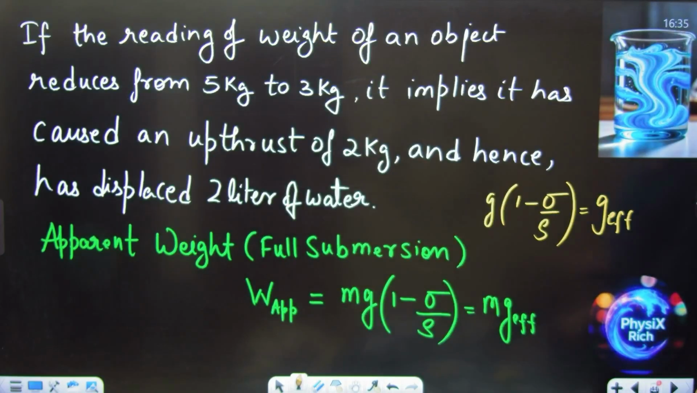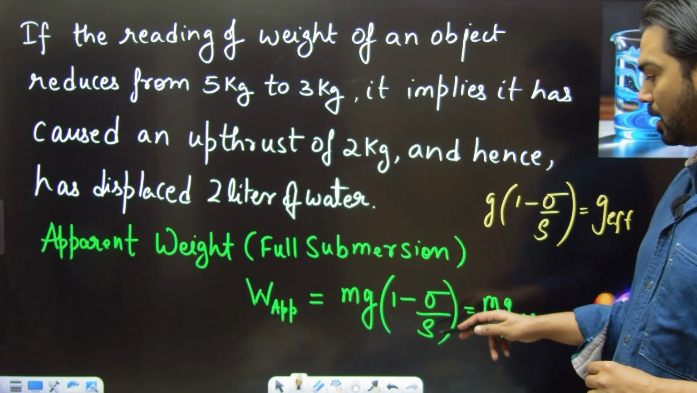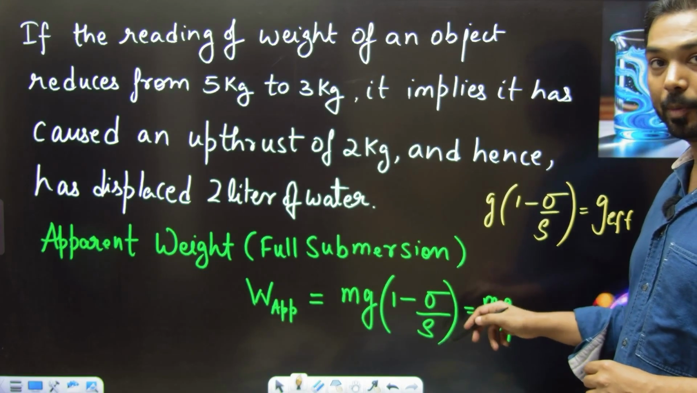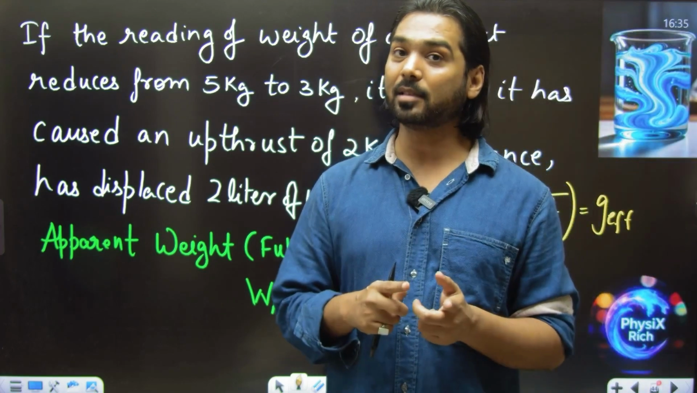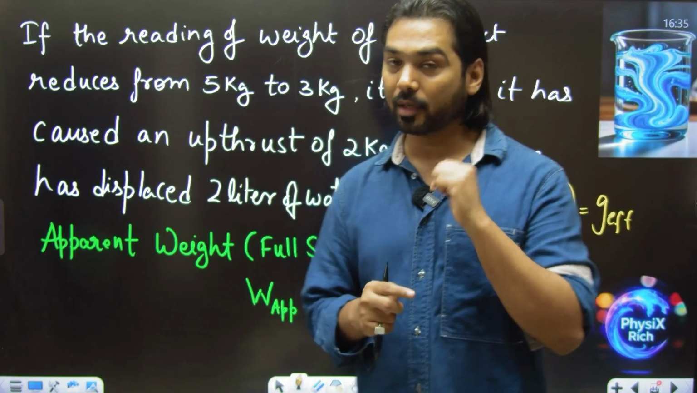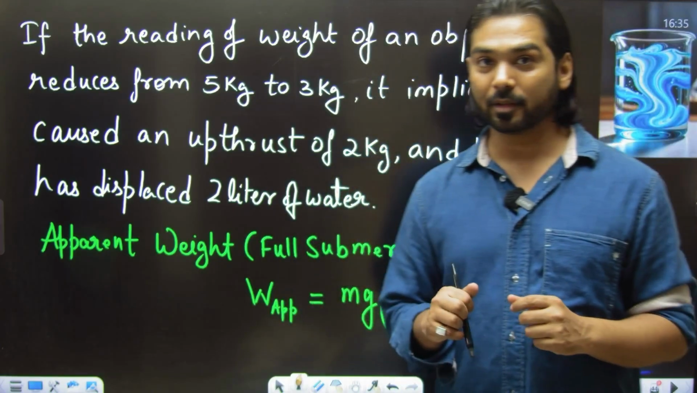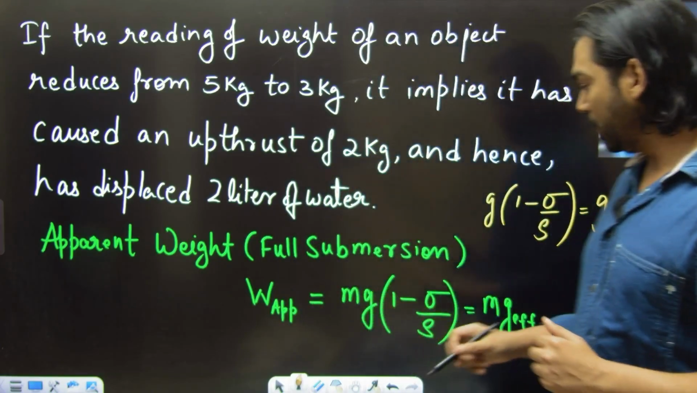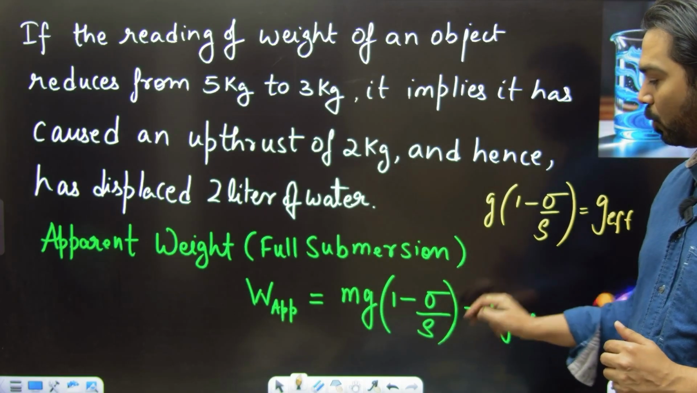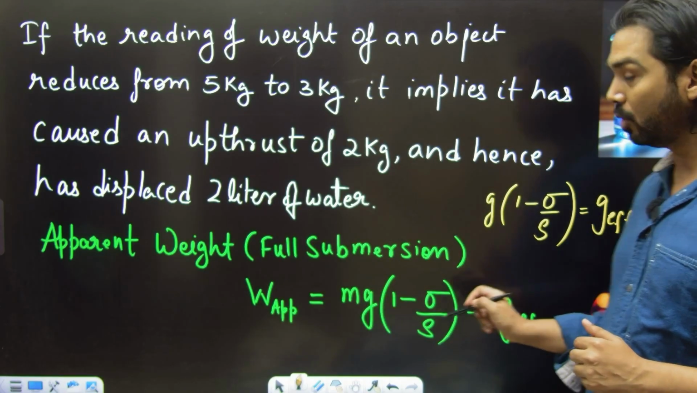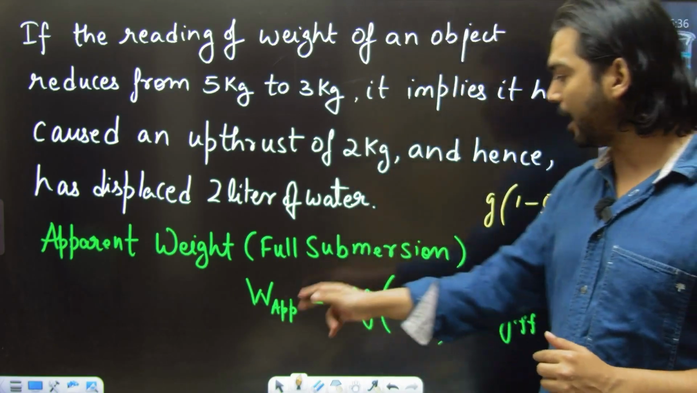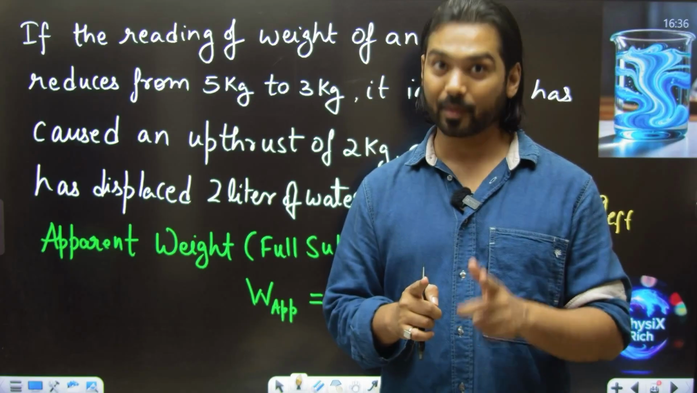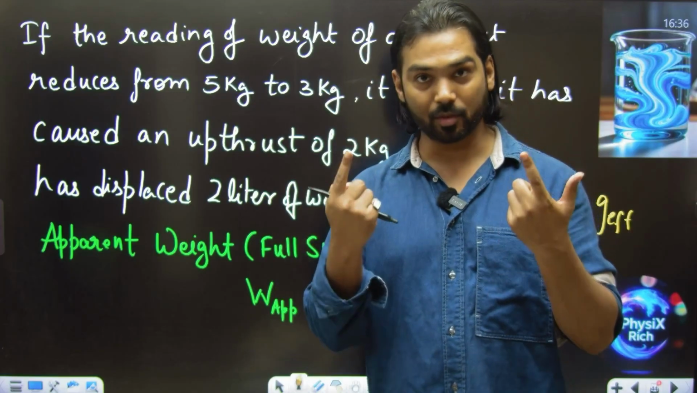So what I mean to say is that if this sigma by rho comes out to be more than 1, which means that sigma is greater than rho. Sigma is the density of the fluid. Rho is the density of the object. Which means that if sigma by rho is more than 1, then 1 minus sigma by rho will give you a negative number. And if that gives you a negative number, then the apparent weight becomes negative. And in that case, the object begins to move up.